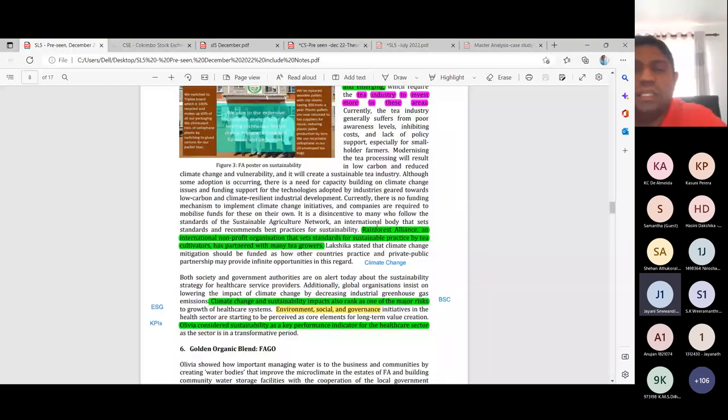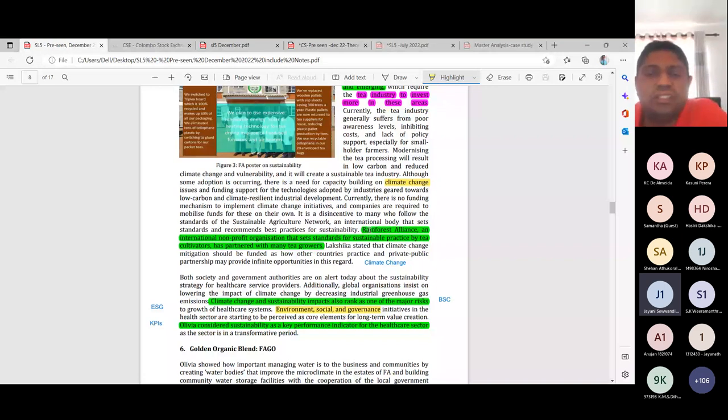Modernizing the tea processing will result in low carbon and reduced climate change vulnerability, and it will create a sustainable tea industry. Although some adoption is occurring, there is a need for capacity building on climate change issues and funding support. So we all talk about this climate change. Very important point, right? Study this climate change, what is happening in the world, and what decisions were taken at the recently concluded climate change conference.